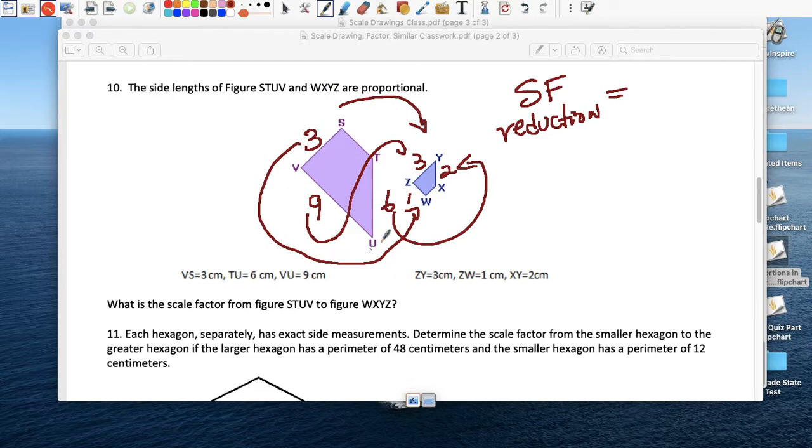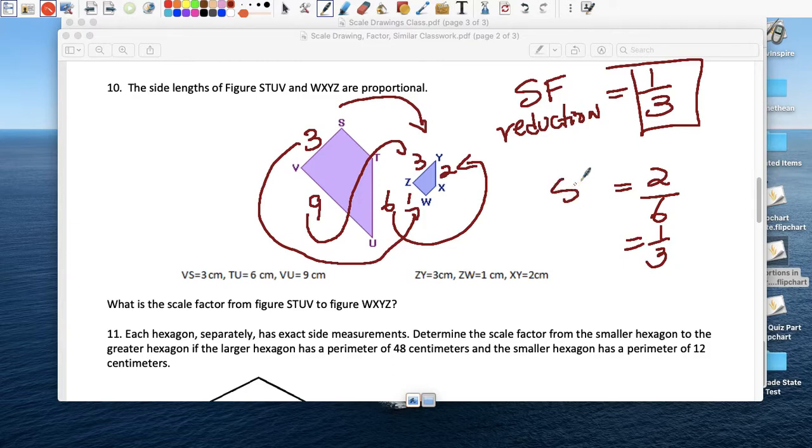So 3 became 1. So if it's a reduction, it's the small one over the large one. So your scale factor is 1/3. And if you did any other one, let's use this one, XY here, 2, and then it matches up with 6. It's still 1/3. So it doesn't matter which corresponding side you used. Reduction, every side was multiplied by 1/3.